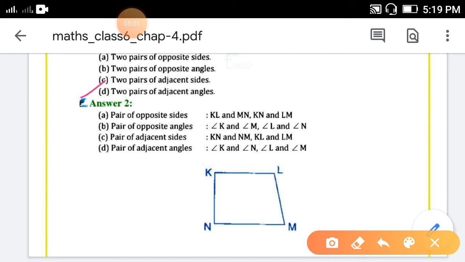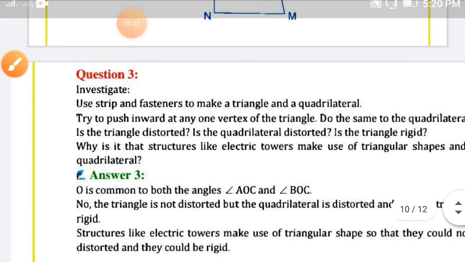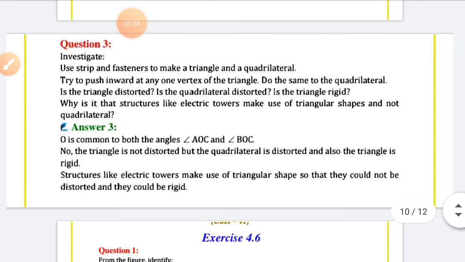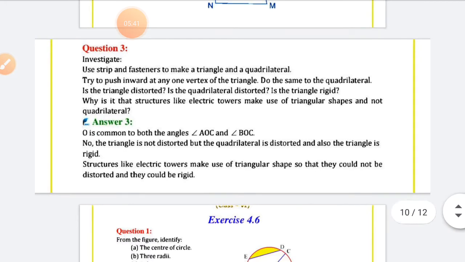Third one, two pairs of adjacent sides: first pair and second pair, or else this is the first pair and this is the second pair. So two possibilities are there, any one you can write. Two pairs of adjacent angles, nearby angles: you write this first pair and this second pair, or else you can do this first pair and this second one. Third one is homework, no need to do this one.